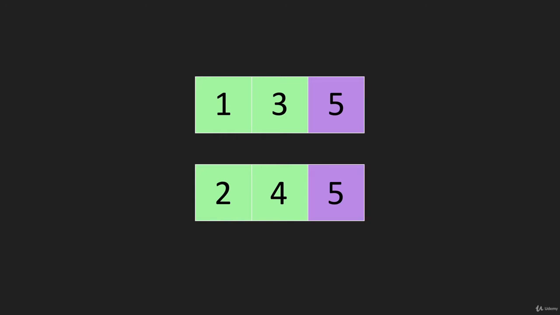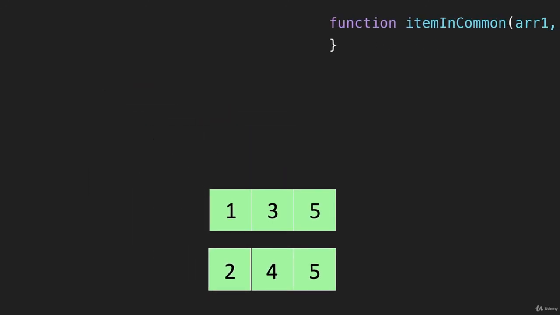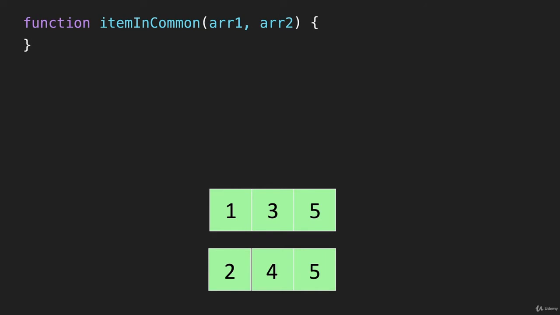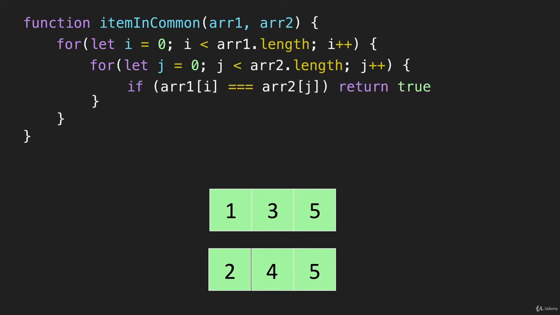But because this has nested for loops, this is going to be O of n squared. That is very inefficient. And so let's just quickly walk through the code of doing it this way. This should be pretty simple by now. We'll have a function, we'll call it item in common, and we will pass it each of these arrays. And we'll have a for loop that goes through the first array, a nested for loop that goes through the second array. And if at any time these match, we'll return true. Otherwise, if we go through these for loops and don't find any matches, we'll return false.